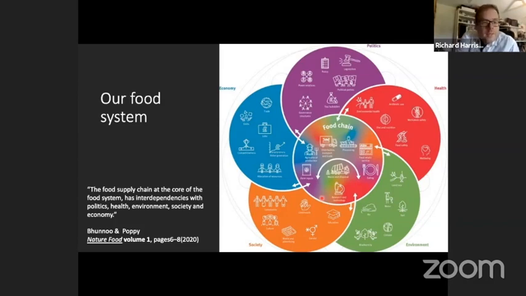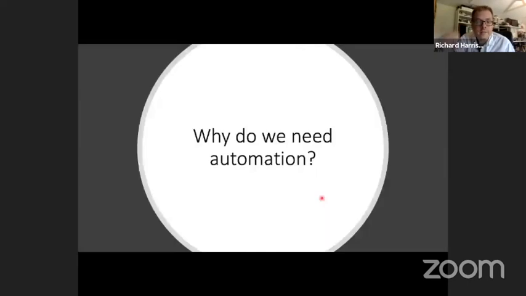I think that the food supply system, the food supply chain, is at the core of the food system, and it has interdependencies with politics, health, environment, society, and economy. And I think really, that's been brought into sharp relief recently. And so it's really important that we have a resilient supply chain. And I think it's interesting to think where robotics and the future of genetics fits into that.